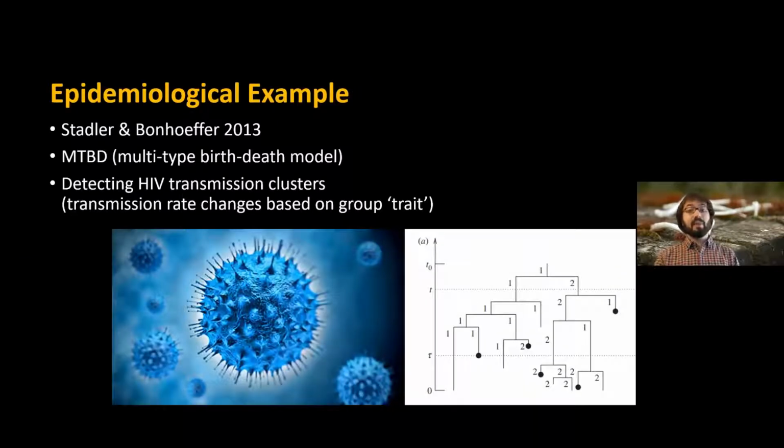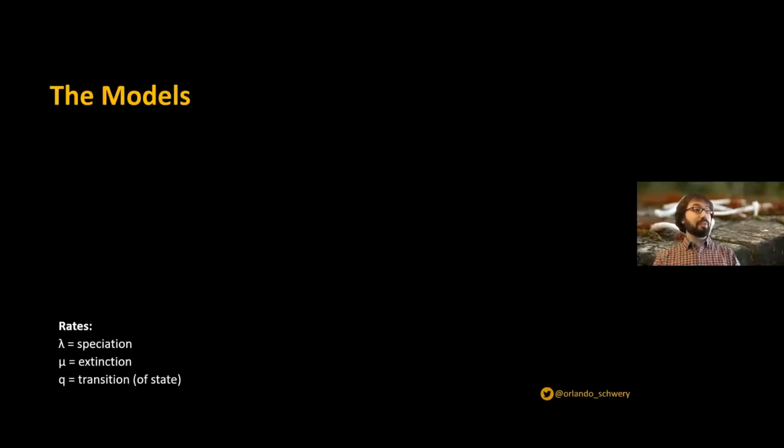And those kinds of models can extend into related fields. So Stadler and Bonhoeffer have, for example, adapted a similar kind of model for HIV, where they try to see whether in different clusters of transmission, like in different groups, the rates of transmission are higher or lower. So there's a lot we can do with those models. I'm quickly going to talk about some of the models that I'm specifically looking at a bit more.